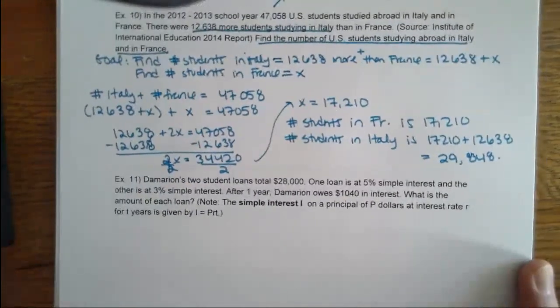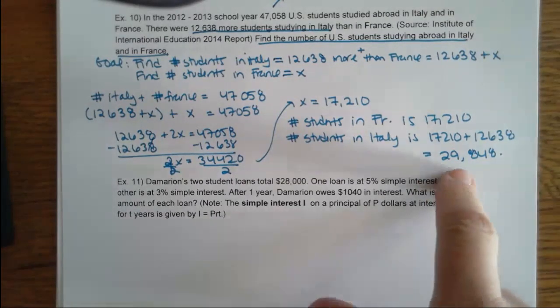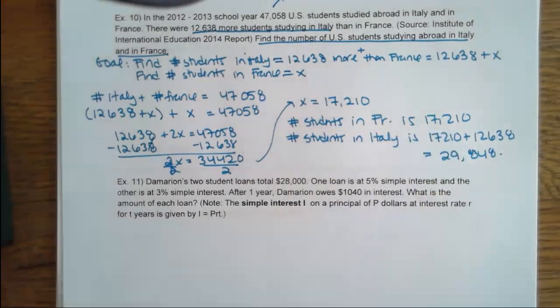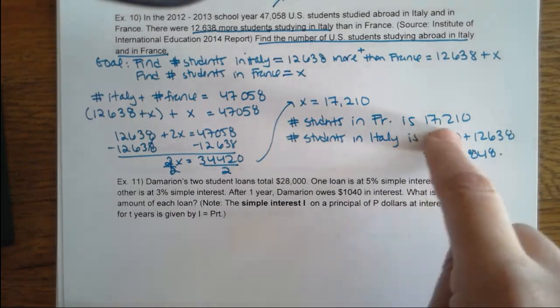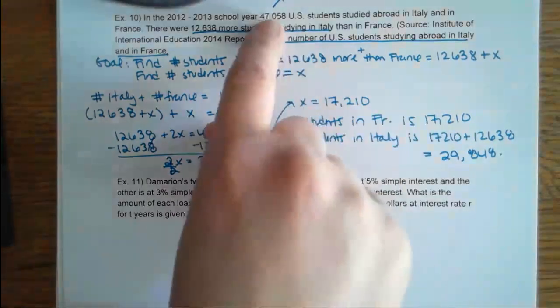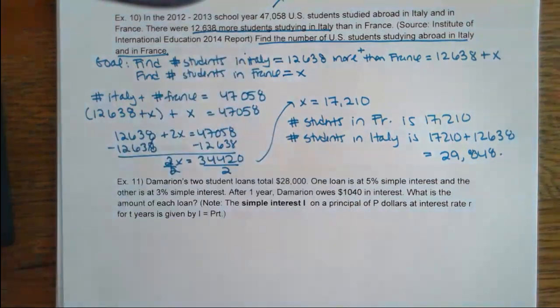Now, again, I don't have a perfect check, but there's things that you can do. So one, we said that Italy did have more students. So you should see that the value for Italy is greater, which it is. The other thing that you could do here to check, and I'll let you try this at home, is you could add up that 29,000 answer and the 17,000 answer and make sure it does give you the total of 47,058, right? That's another nice way that you can check to make sure it's on track.